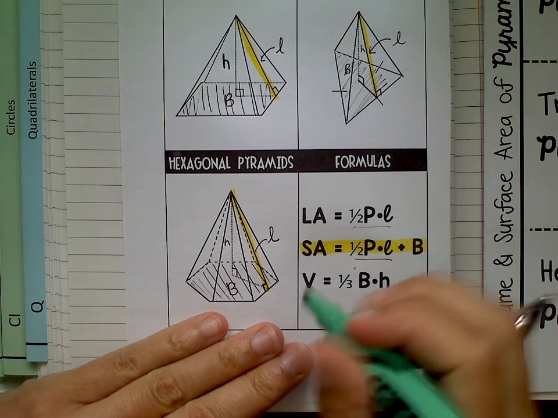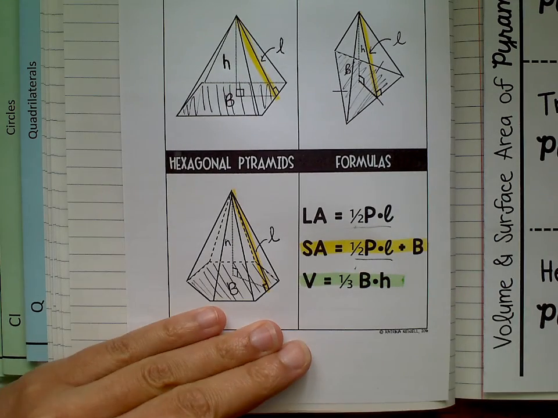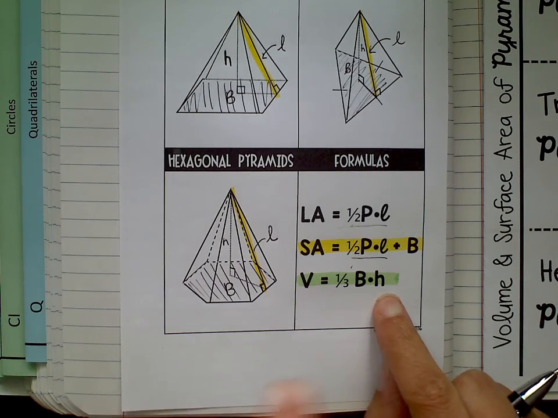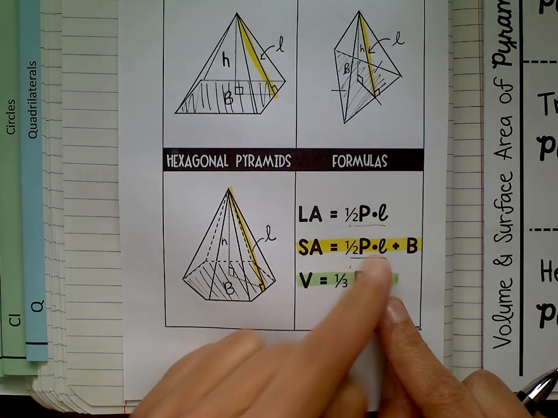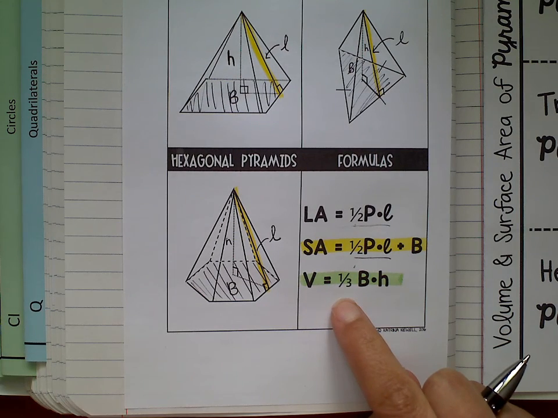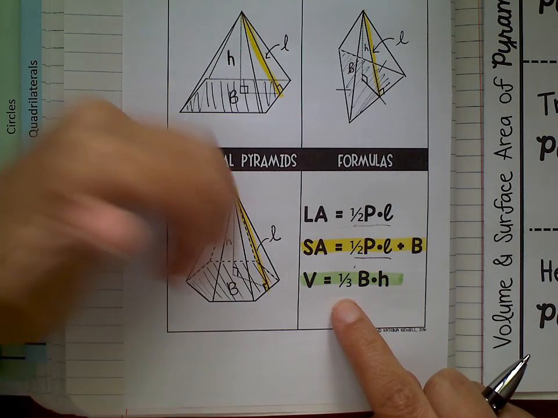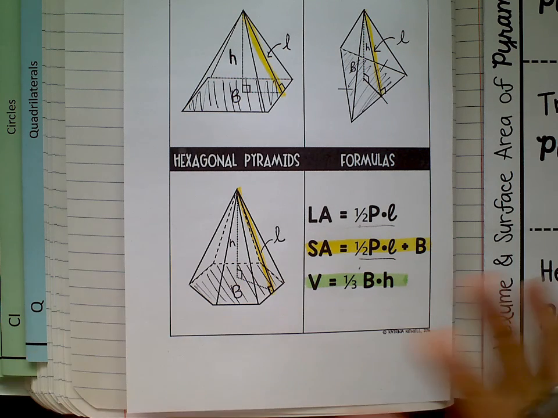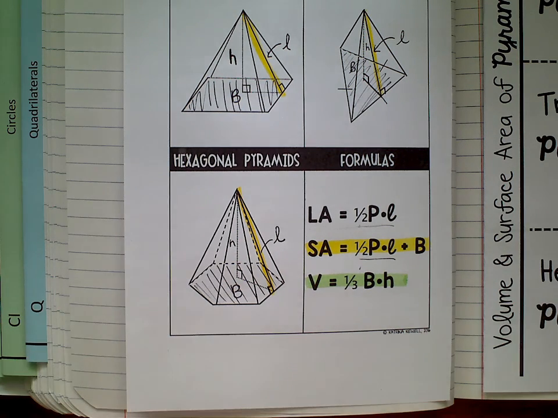Okay, and then volume, just like the last one, we're going to find the area of the base times the true height, so not the lateral height, the true height, from bottom to point. But we're going to take a third of it, and that's because some chunks got cut off when you made it come to a point like that. Specifically, 2/3 of that volume was taken off. You're left with a third of that volume when you make everything come to a point like that. So that's how that works.